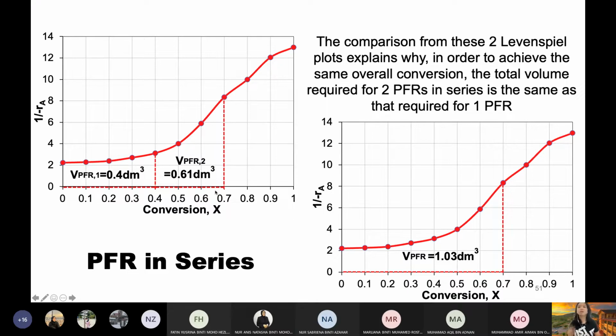Meaning, let's say you have two reactors, 0.4 and 0.6. You must make sure that the 0.4 is the first reactor, and the second reactor is the 0.6. If you switch, you will not get the same conversion. You will not get the same outcome, okay?